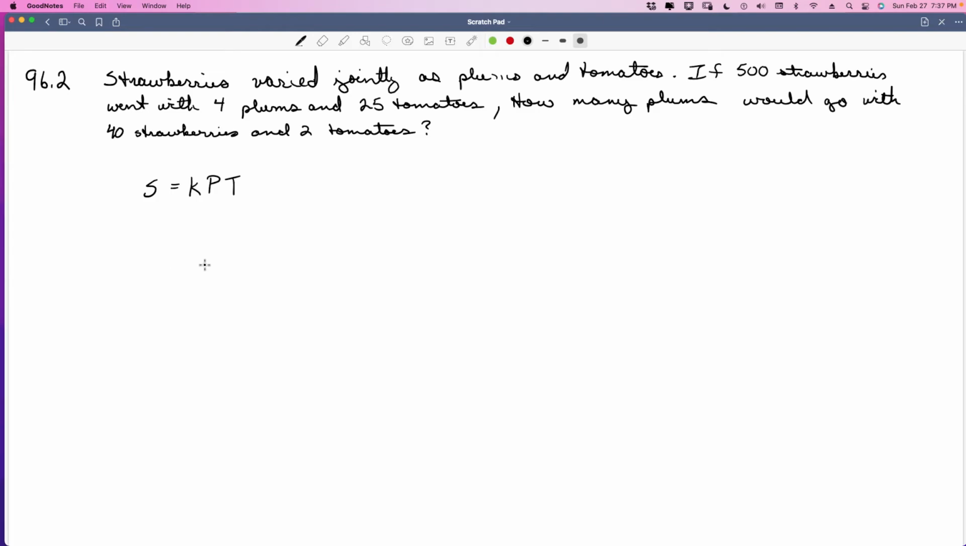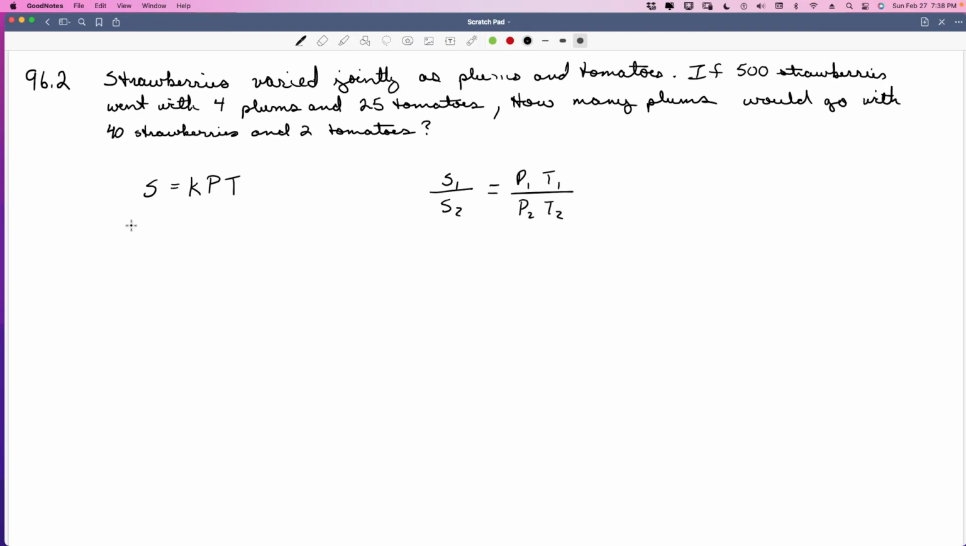So if 500 strawberries went with 4 plums and 25 tomatoes, how many plums would go with 40 strawberries and 2 tomatoes? So we can write a proportionality statement based off of this right here, and that's going to be pretty straightforward. It is the direct relationship, so we have S1, S2 for the first event of strawberries, and the second event of strawberries is equal to the first event of plums and tomatoes over the second event of plums and tomatoes. So that's pretty straightforward as well with that direct variation.